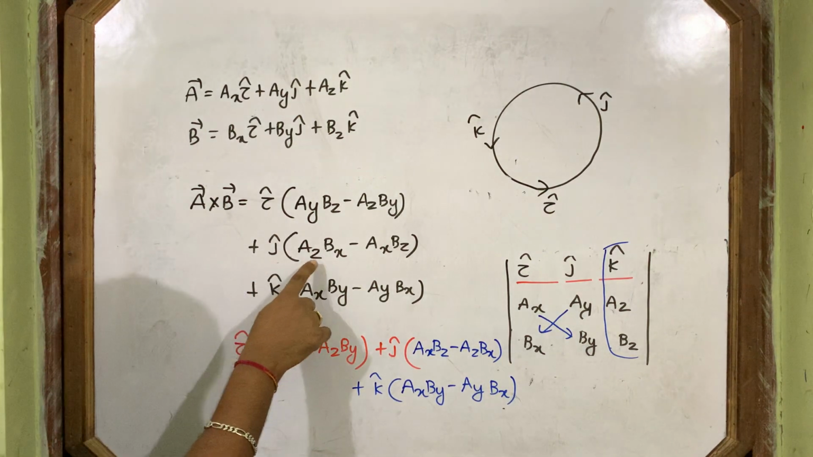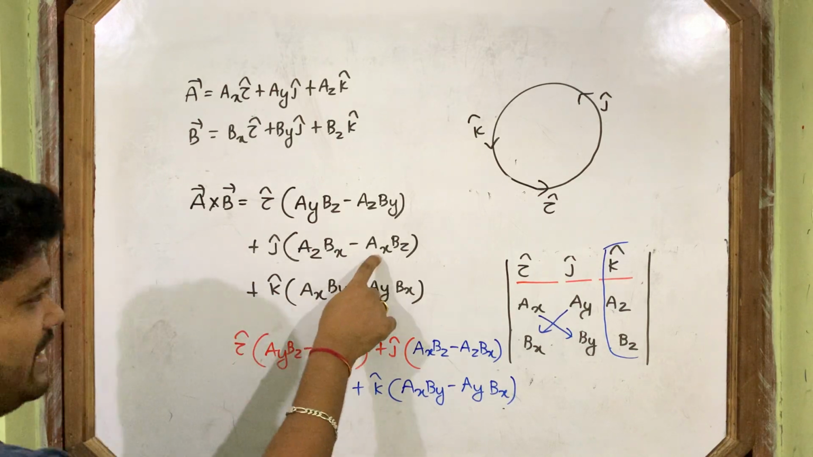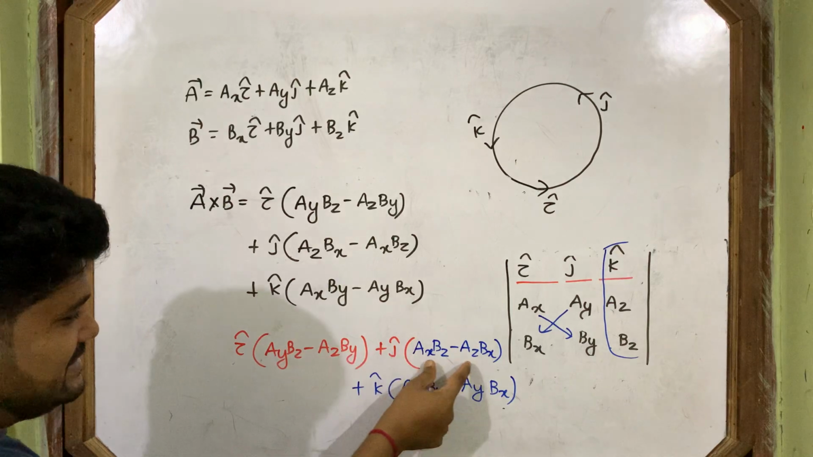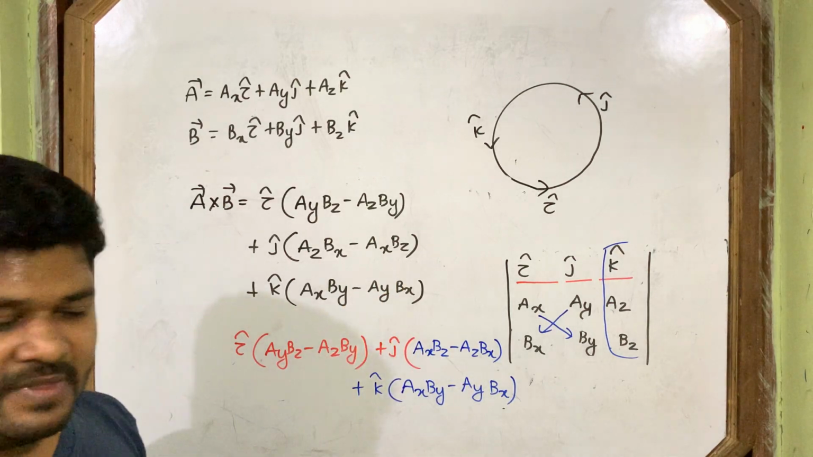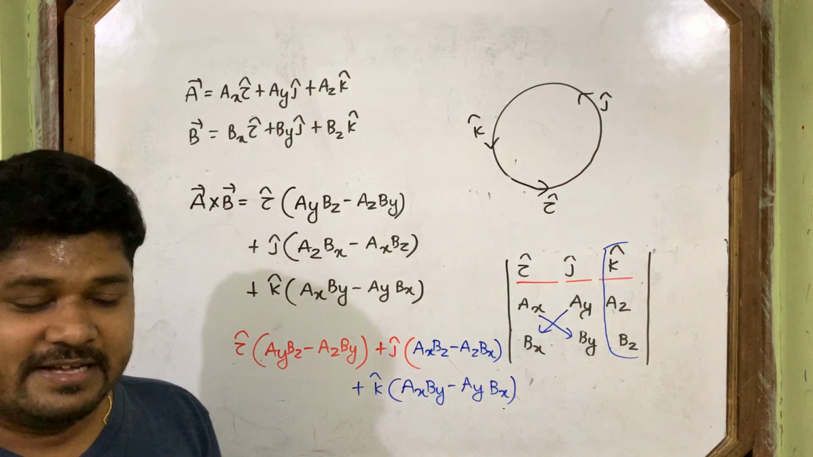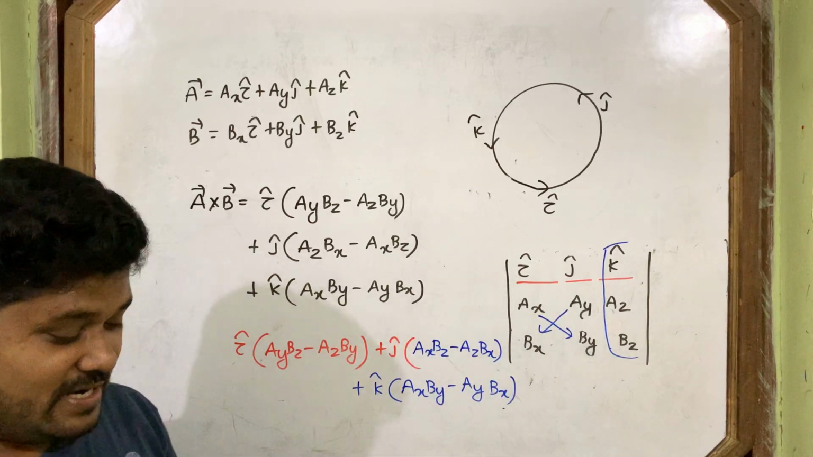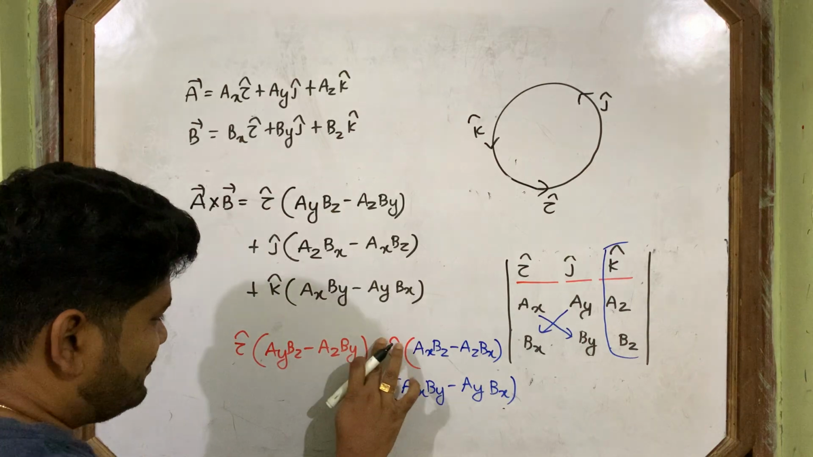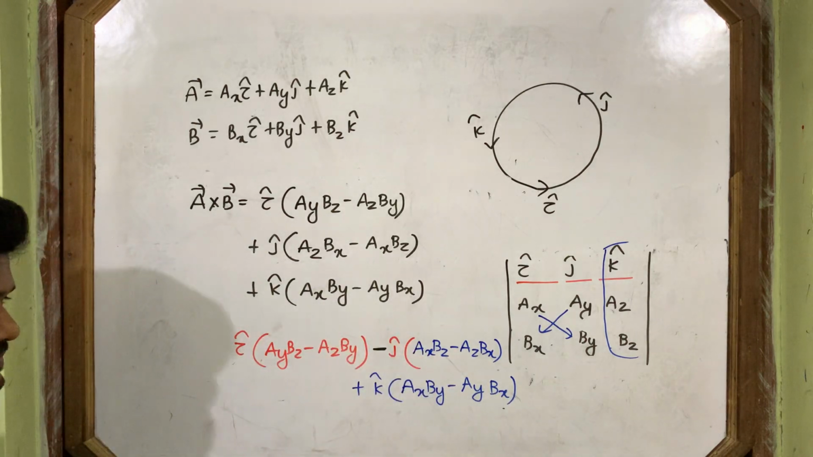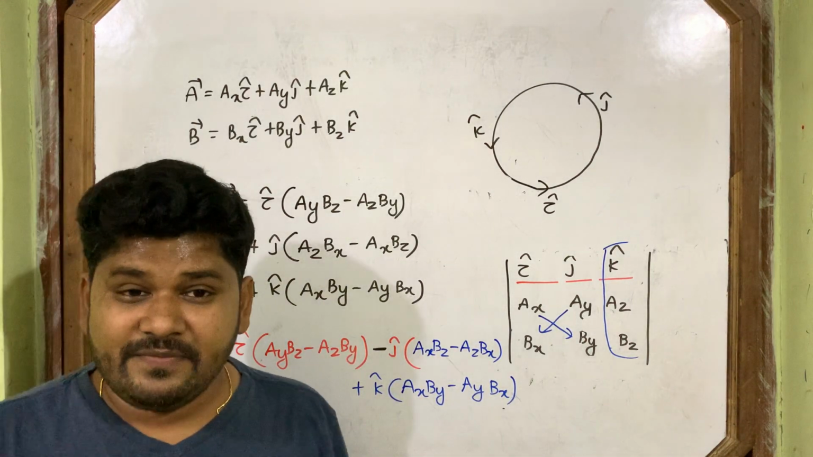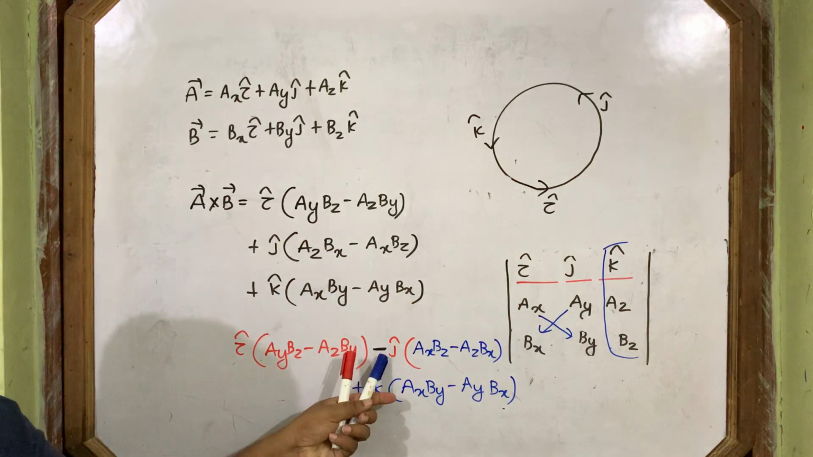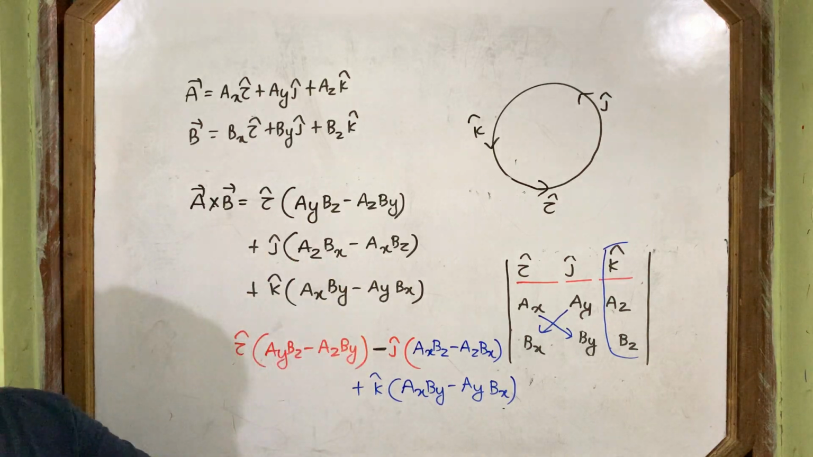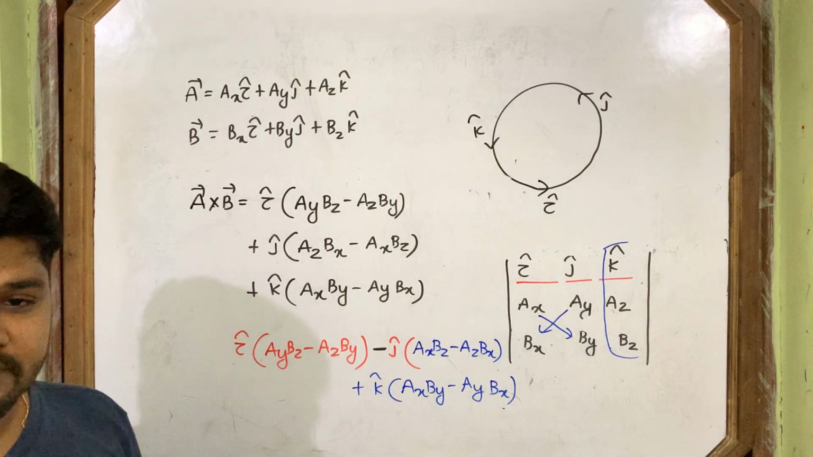In J cap, this is AZBX minus AXBZ. But what is here? The reverse is here in J cap. So here is the mistake. Then when we bring it from the determinant, what do we have to do? We have to write here minus J cap. When we write from the determinant, we have to write minus J cap here. Now you see, if the minus sign is multiplied, it will come to this order.